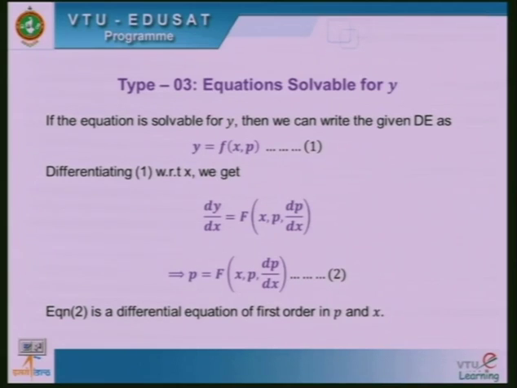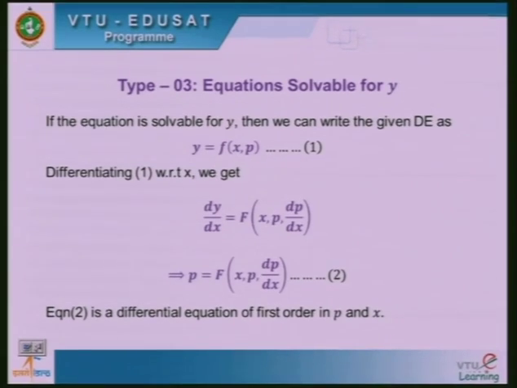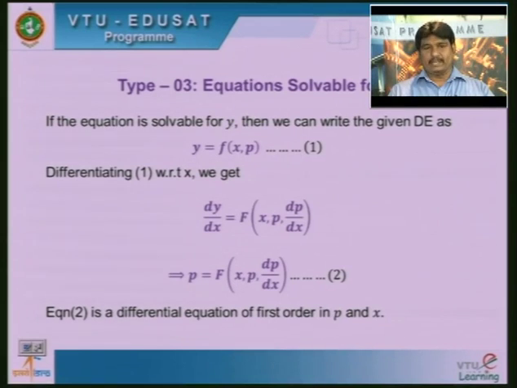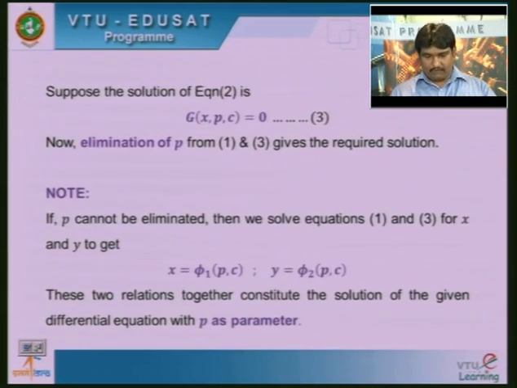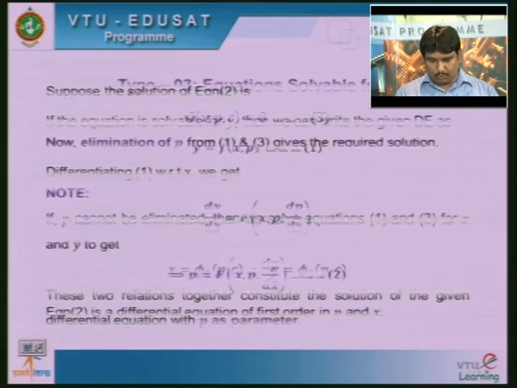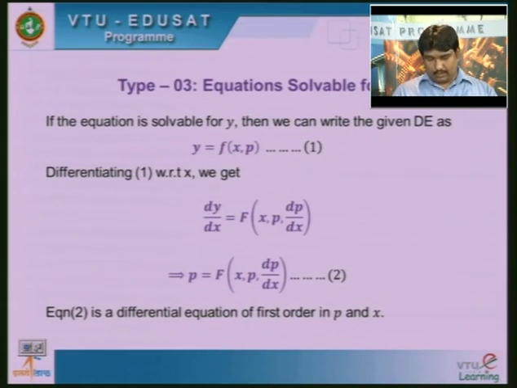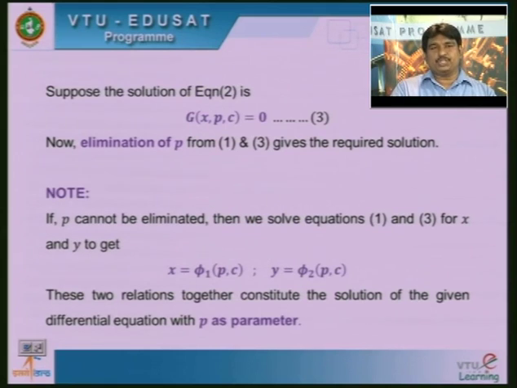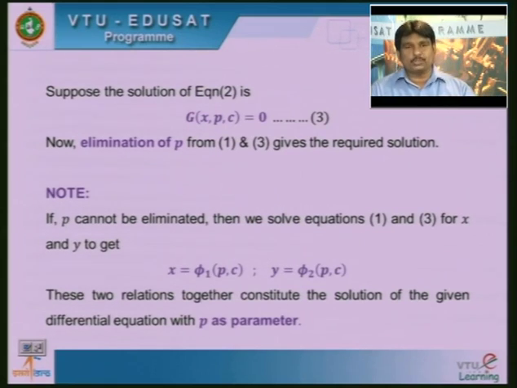So replace dy by dx by p to get an equation involving p and x. So you'll get a first order differential equation with variables p and x. Solve this equation to get a solution in terms of p and x. So equation number 2 is a relationship between x and p involving one arbitrary constant, because we treat this as a differential equation of first order, dp by dx. So its solution is of the form g of x, p, c equals to 0.